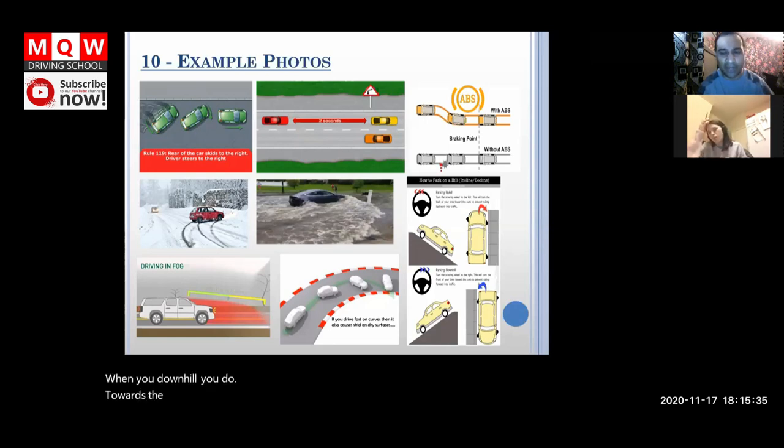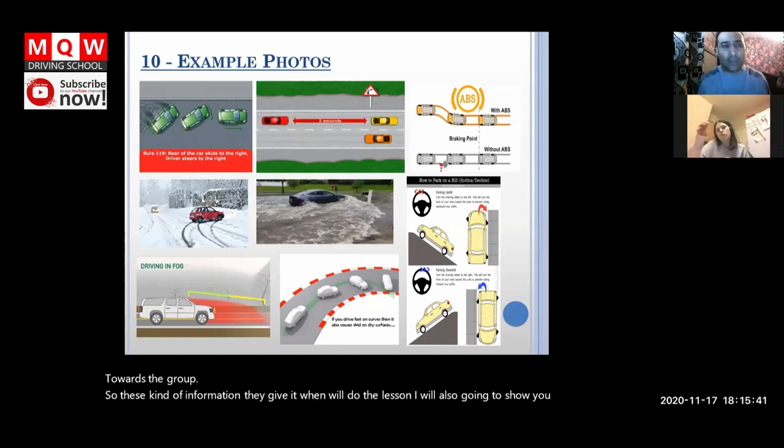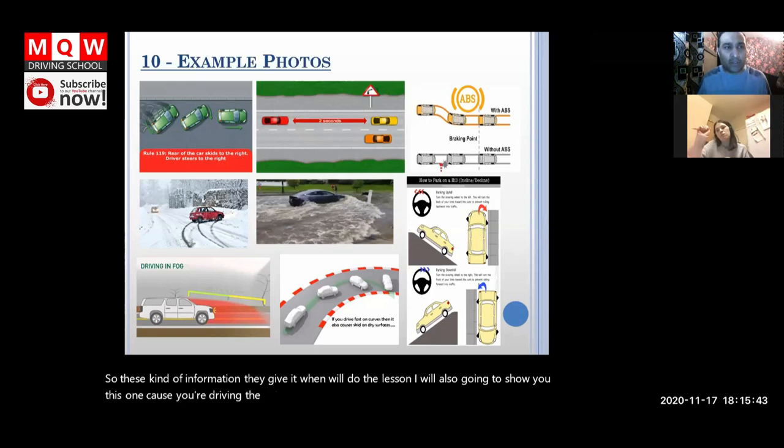Okay. Fine. So this kind of information they give when we do the lesson. I will also show you this one, because you're driving an automatic car, which is different. Normally we teach you to stop the car with straight tires. But we will tell you, if you drive a manual car in the future, how you can stay safe. If your handbrake is not working, your tire can help you not to roll back.